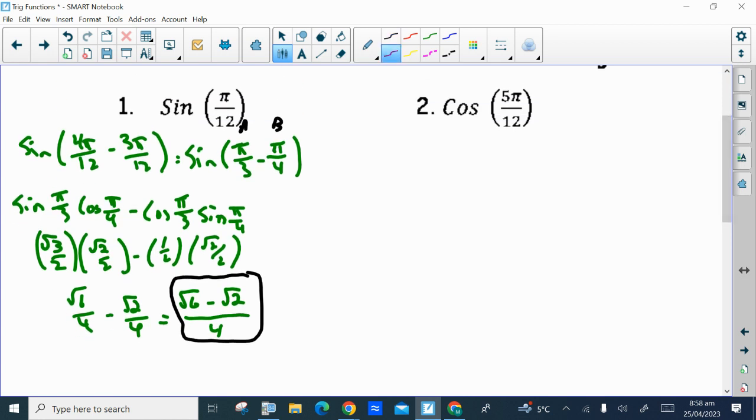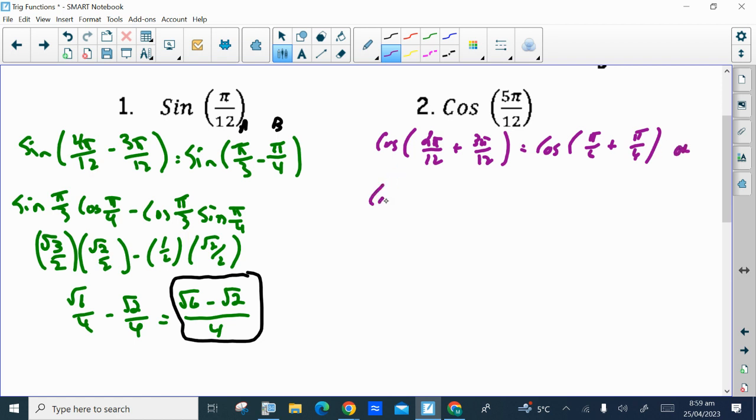Number 2, the cosine of 5 pi on 12. So I think in this case there's actually 2 ways you can do it. You can go the cosine of, well, there might be more than 2. 2 pi on 12 plus 3 pi on 12, because those two reduce to pi on 6, which is on the unit circle, plus pi on 4, which is also on the unit circle. I think another one that will work, you could go cosine of 8 pi on 12 minus 3 pi on 12. That also gives you 5 pi on 12.